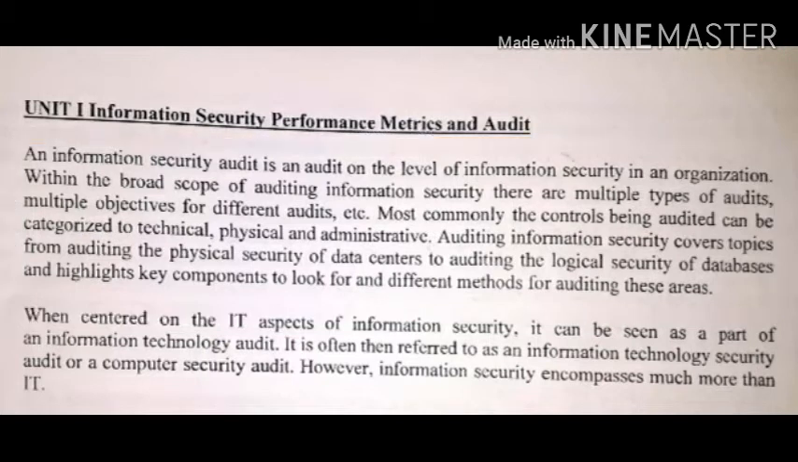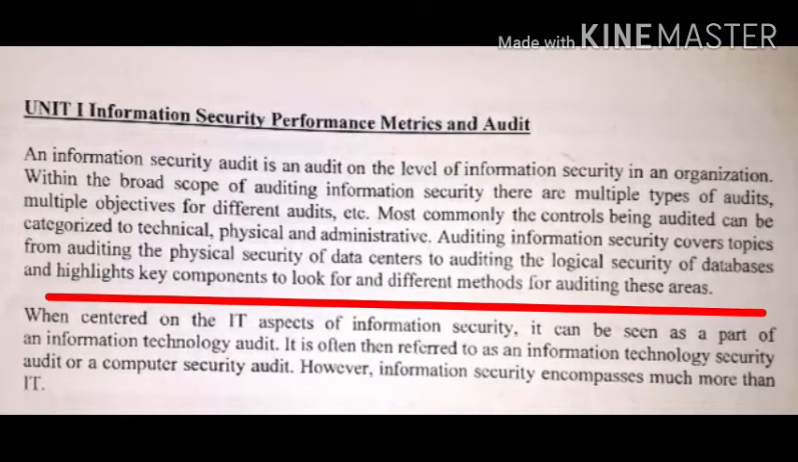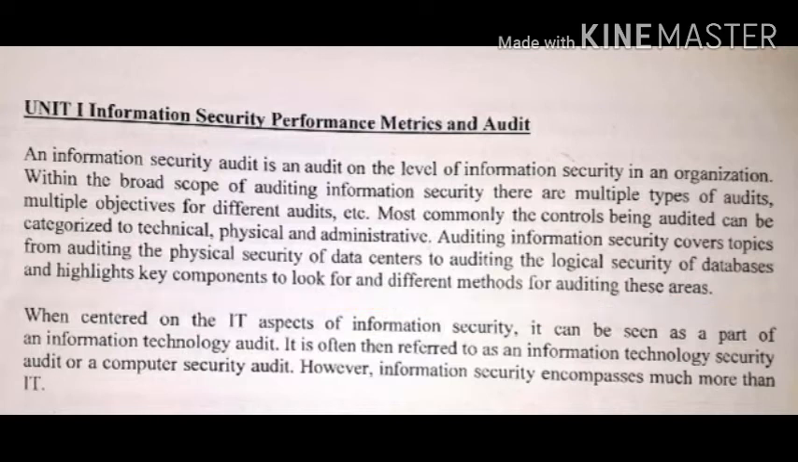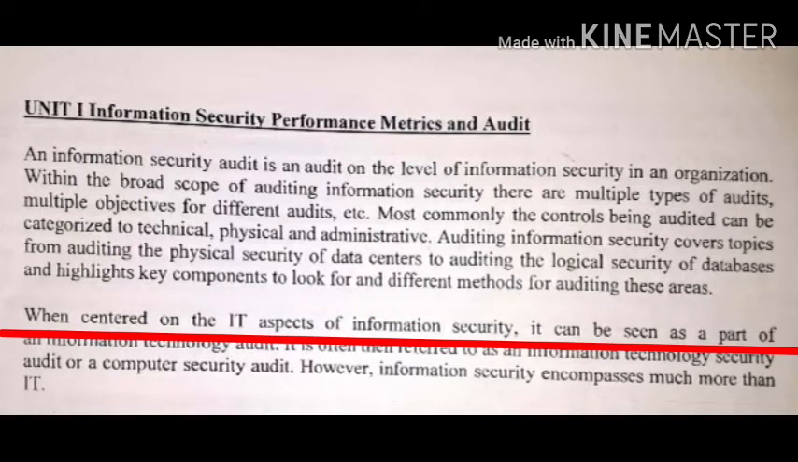Most commonly, the controls being audited can be categorized into technical, physical, and administrative. Auditing information security covers topics from auditing the physical security of data centers to auditing the logical security of databases, and highlights key components to look for and the different methods for auditing these areas.